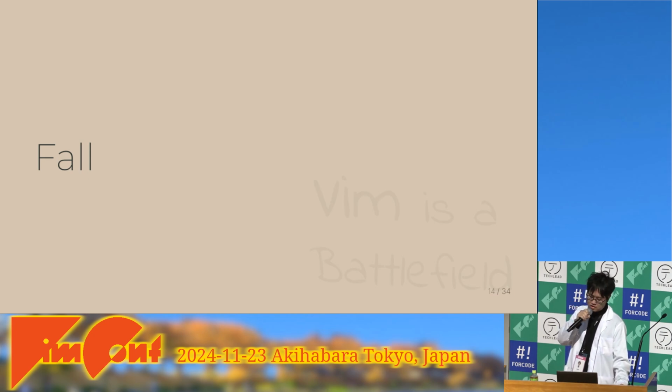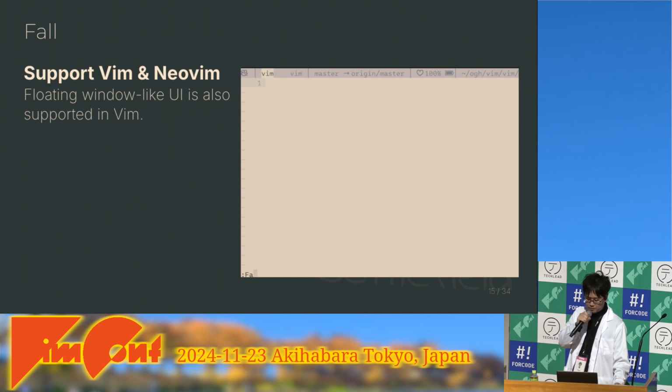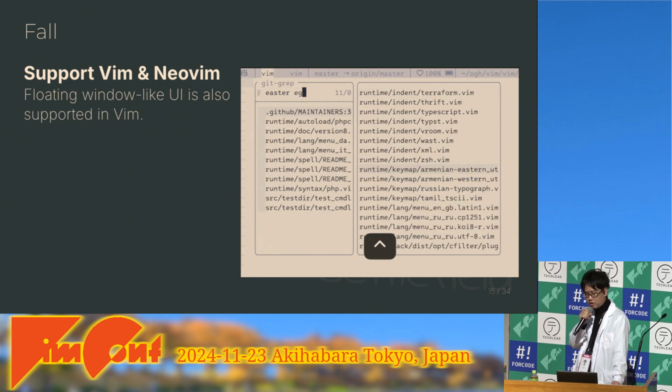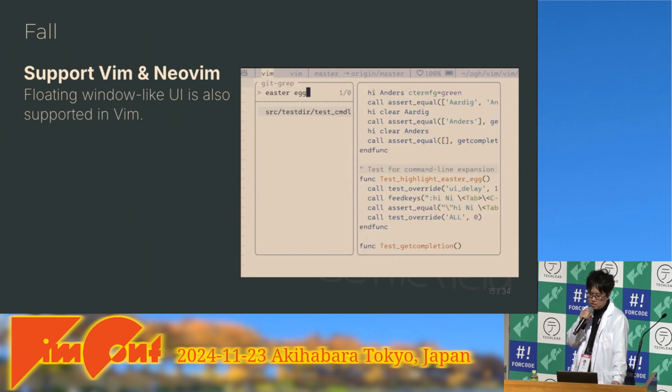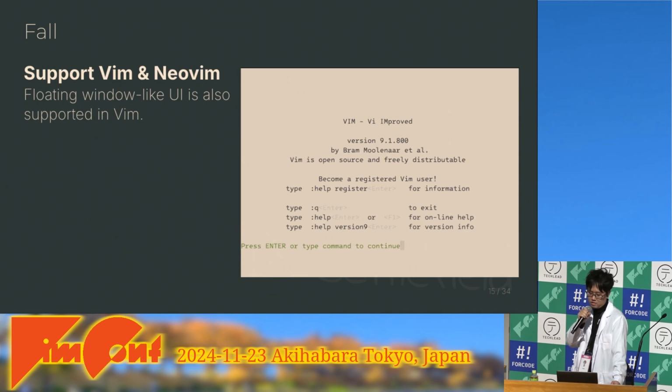Alright, finally, let's focus on Fall itself. First, let's talk about the three core philosophies of Fall. The first one is supporting both Vim and Neovim. From the very beginning, Fall was designed to work equally well in both editors. Fall makes a strong effort to ensure features are fully supported in both Vim and Neovim.